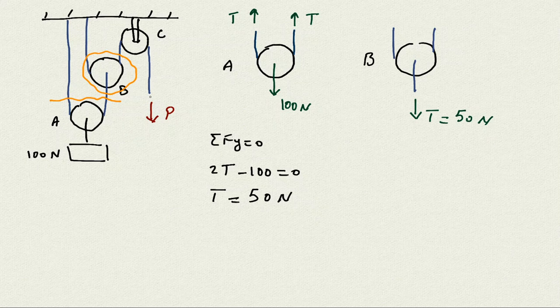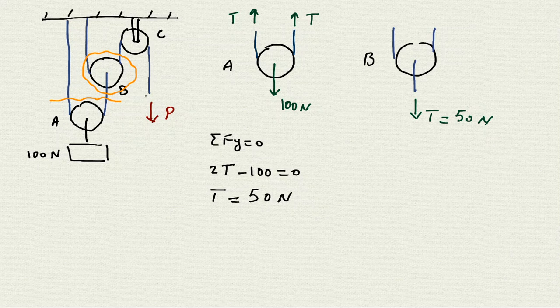And look at this rope. This rope is going all the way around C, then goes all the way around B and goes there. So it's a single rope from that end all the way to the P. So whatever tension I have in that rope is going to be the same all the way along. At any point of that rope that I consider, it is going to be the same force.